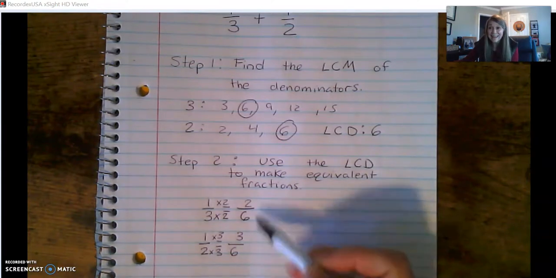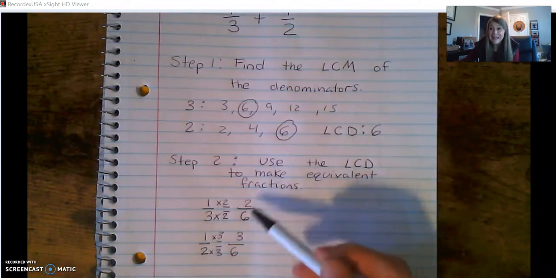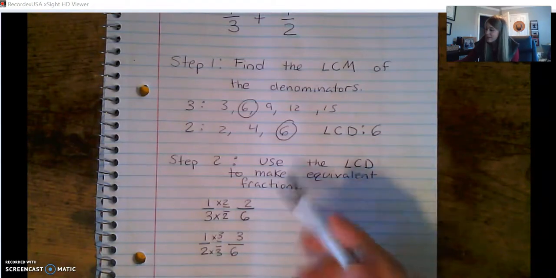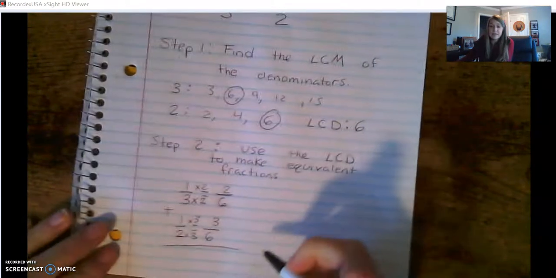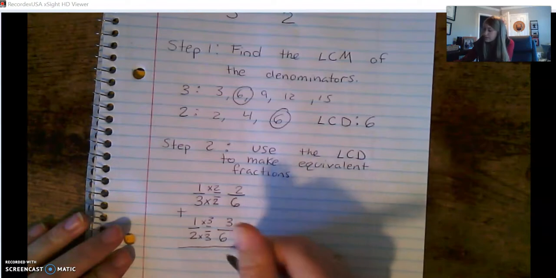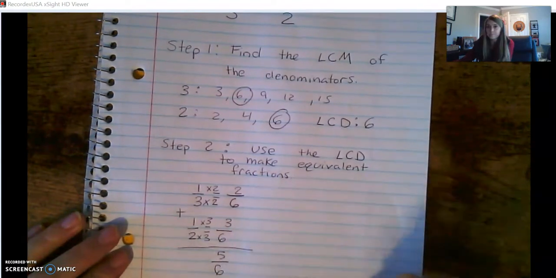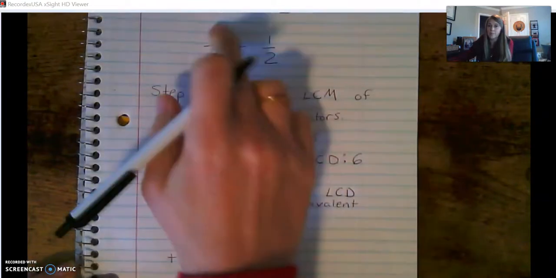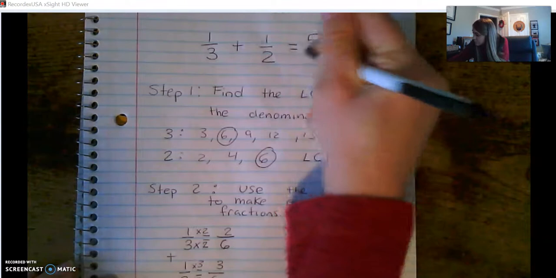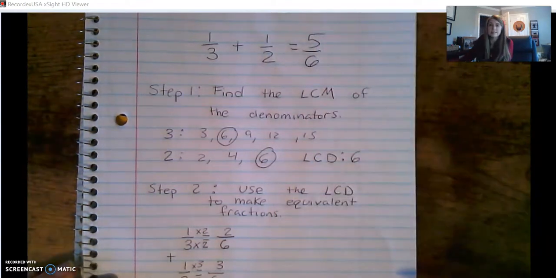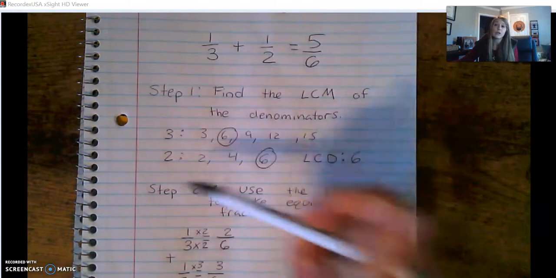And hey, the denominators are the same, so guess what? We can now add those together. 2/6 plus 3/6, well, 2 plus 3 is 5. The denominator stays the same. So if we go back up here to the top, 1/3 plus 1/2 equals 5/6. Again, the addition part we're going to work on Thursday and Friday.